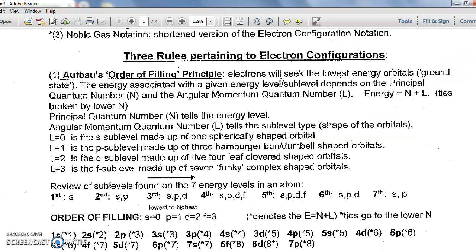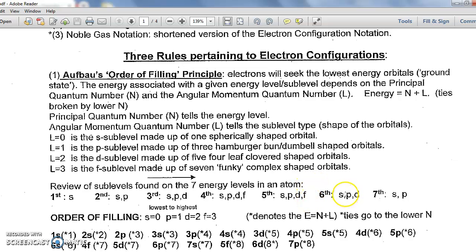So we will need to follow Aufbau's order of filling. They will always go to the lowest level, and on that level, they'll go to the lowest energy sublevel next. Remember what sublevels are on the different levels of the atom. The first level only has an s. The second level has 2, an s and a p. The third has 3, an s, p and a d. The fourth has 4, an s, p, d, and an f. The fifth has 5, an s, p, d, f, and a g if it was needed, but it's not needed.